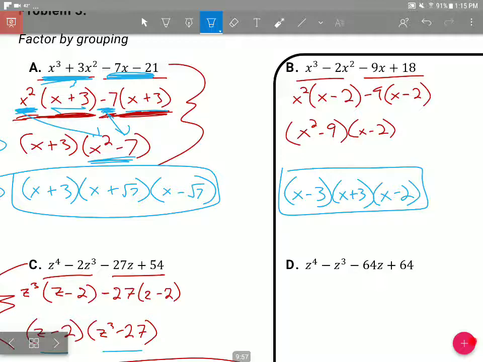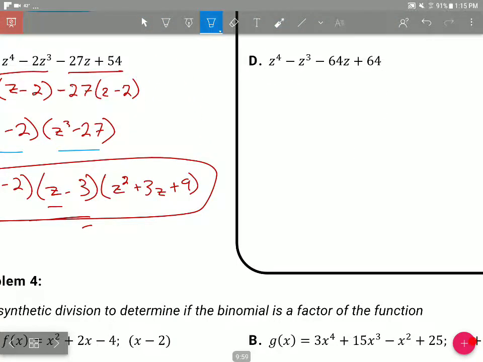Yeah, I want to do another one. Let's do the last one. All right. If you got it right, great. If you got it wrong, fix it. All right, do letter D. I was just talking about that literally just now.